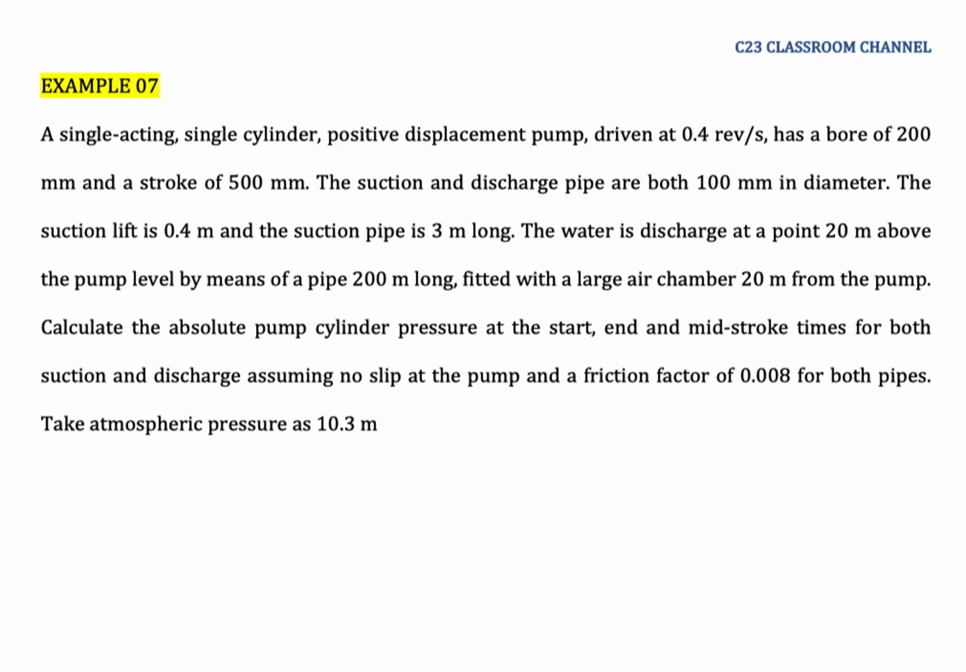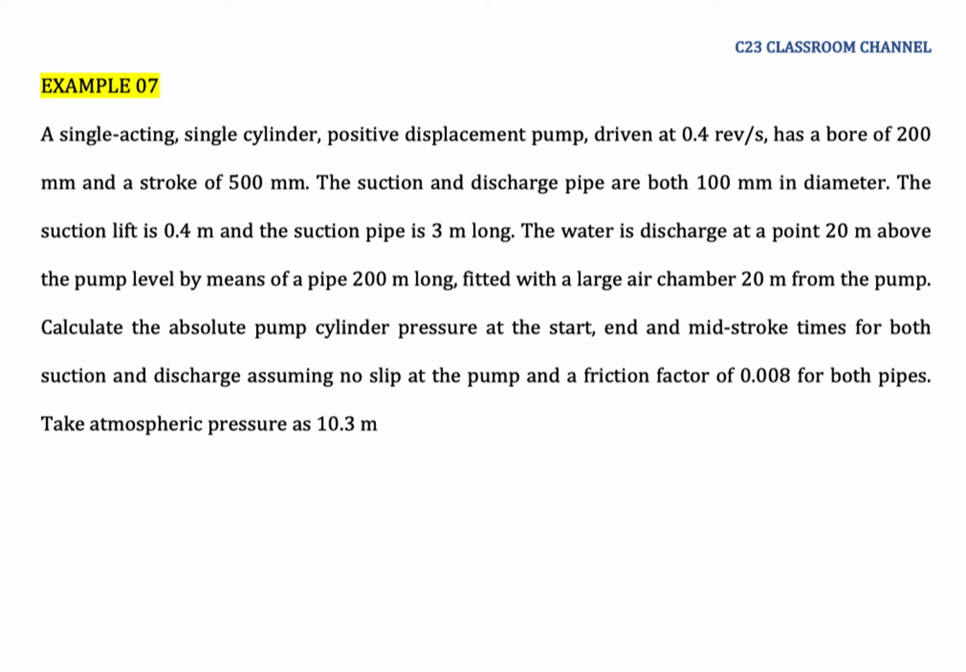Today I would like to share with you example 7. A single-acting, single-cylinder positive displacement pump driven at 0.4 revolution per second has a bore of 200 mm and a stroke of 500 mm. The suction and discharge pipes are both 100 mm in diameter. The suction lift is 0.4 meter and the suction pipe is 3 meter long. The water is discharged at a point 20 meter above the pump level by means of a pipe 200 meter long fitted with a large air chamber 20 meters from the pump.